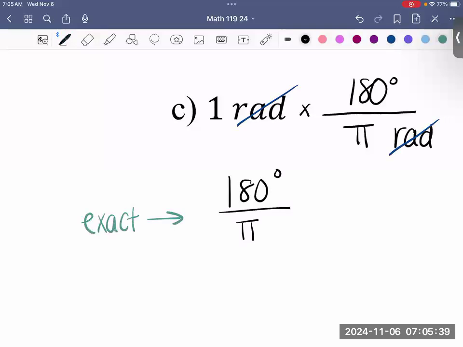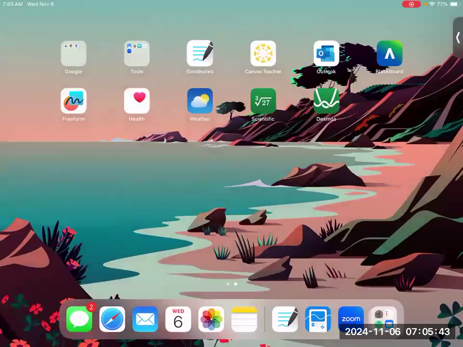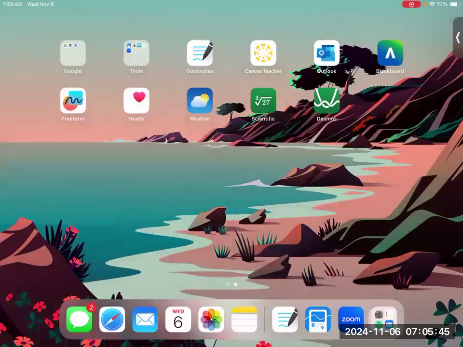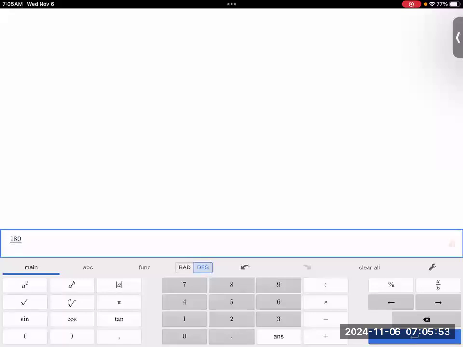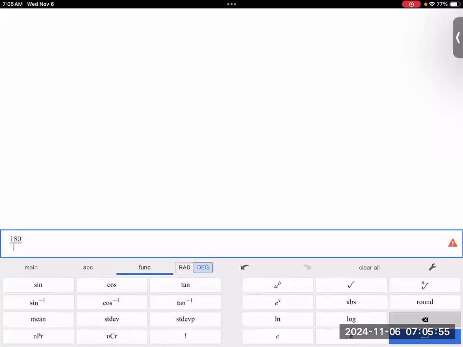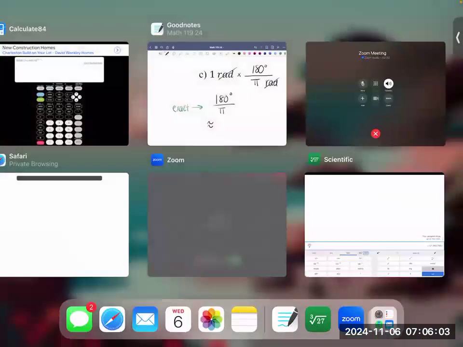So let's go ahead and figure out its approximated degrees. So we'll push this into your calculator. So we have 180 divided by, let's see, where's my pi button? There we go. So it's about 57.3 degrees.